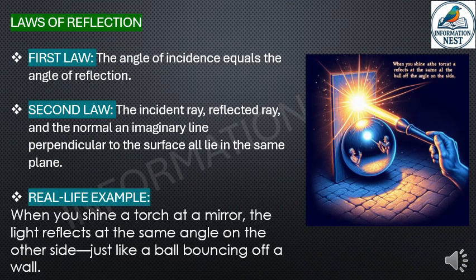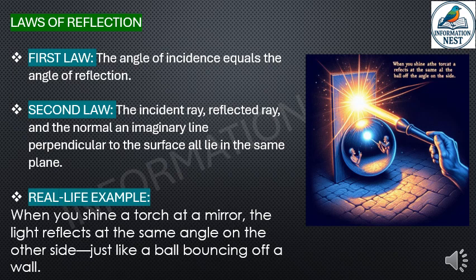All right, science detectives, let's crack the laws of reflection. Law number one, the angle of incidence equals the angle of reflection. In simple words, light plays fair. If it comes in at a certain angle, it bounces off at the same angle, like a super disciplined boomerang. Law number two, the incident ray, the reflected ray, and the normal. Wait, what is a normal? It's just an imaginary line standing straight up from the surface. These three all lie in the same plane. Think of them as three best friends walking on the same floor. No one is flying off or digging underground.